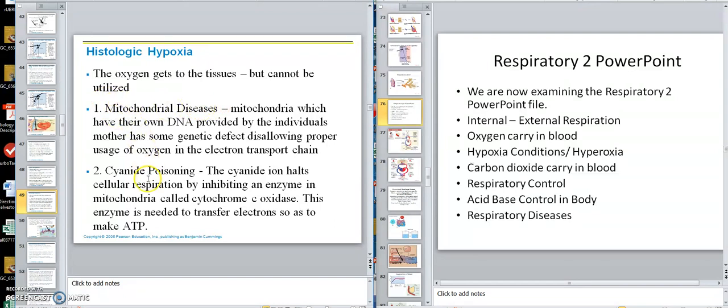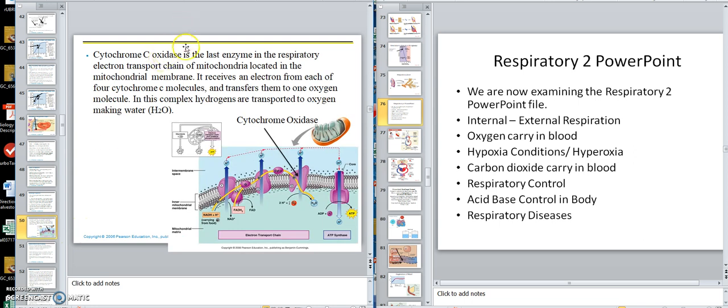Okay. Cyanide poisoning. The cyanide ion halts cellular respiration by inhibiting the enzyme in the mitochondria called cytochrome C oxidase. This enzyme is needed for the electrons so as to make ATP. See, so the oxygen's there. Cytochrome C oxidase is the last enzyme in the respiratory electron transport chain, and it just cannot work. You can't get the oxygen used. Okay?